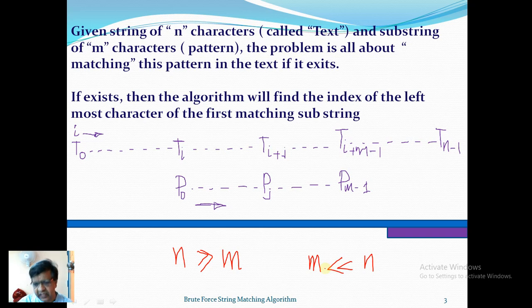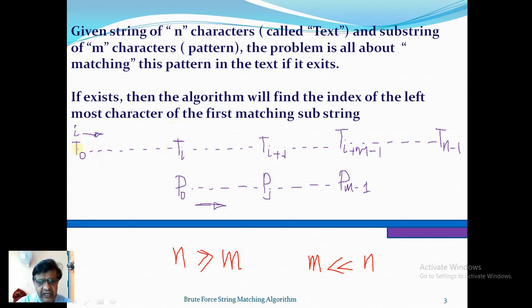Text may be paragraphs. In those paragraphs and texts, you will be trying to find a pattern, the existence or non-existence of the pattern. If it exists, the algorithm can be applied iteratively to find several occurrences of this pattern. That is the application. If it exists, the algorithm will find the index of the leftmost character of the first matching substring. From here onwards, the pattern exists.